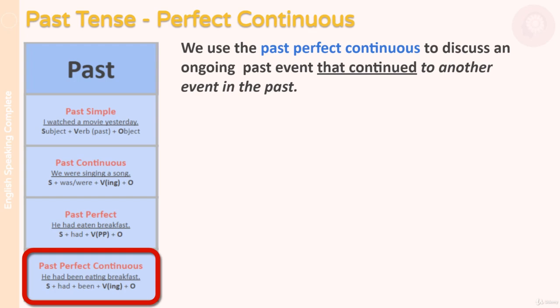So we use the past perfect continuous to discuss an ongoing past event that continued right up until another event in the past. So we're kind of saying, whereas with past perfect, there was just two events, here we're saying the earliest event kept happening until something happened. Let's see an example. Of course, subject plus had plus been plus verb ing, our gerund here. Okay, so again, the had, doesn't matter what subject we use.